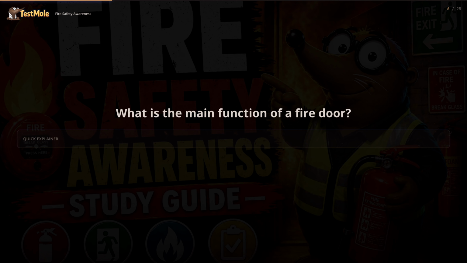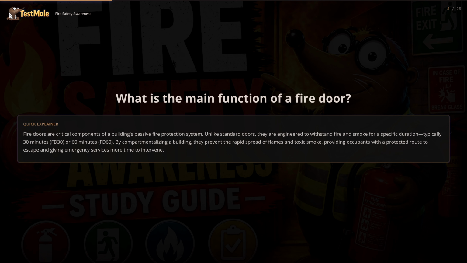What is the main function of a fire door? Fire doors are critical components of a building's passive fire protection system. Unlike standard doors, they are engineered to withstand fire and smoke for a specific duration, typically 30 minutes, FD 30, or 60 minutes, FD 60. By compartmentalizing a building, they prevent the rapid spread of flames and toxic smoke, providing occupants with a protected route to escape and giving emergency services more time to intervene.